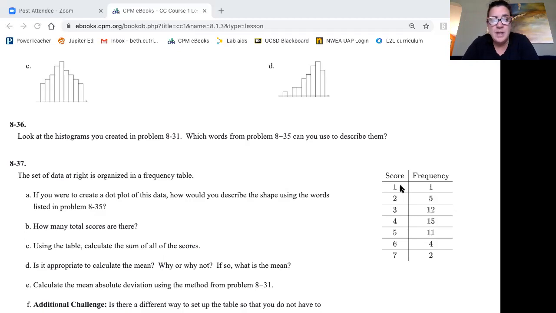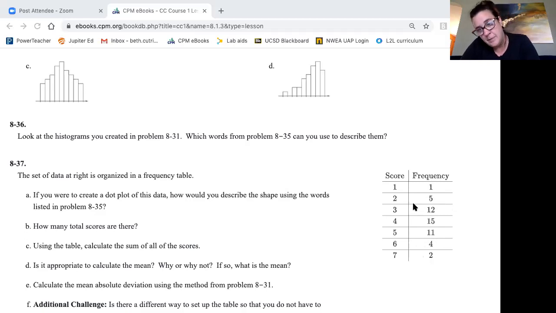How many total scores are there? Well, you might be tempted to say there are 7 total scores, but we want to see how frequently those scores were scored. So you would really have to add up all of these numbers to get how many total scores there are, because there's 1 of those, 5 of those, 12 of those. So add all those up. Then you're going to calculate the sum of those scores.